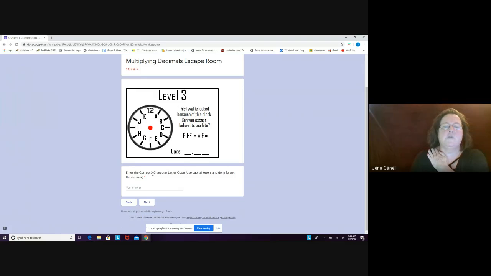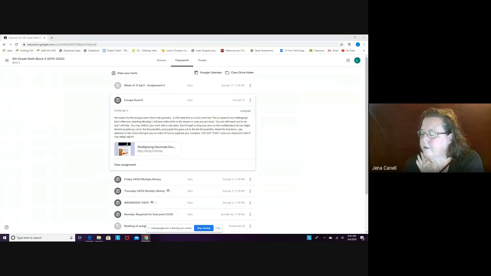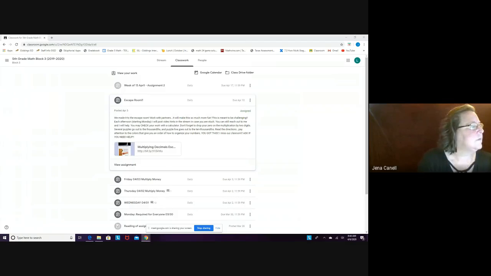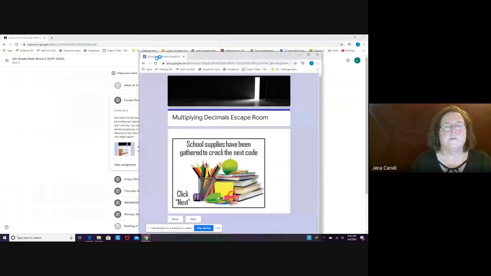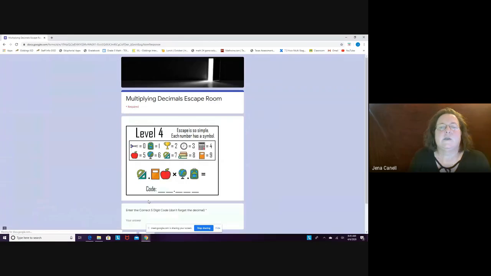It says enter the correct 3-character letter code. That means the letters that represent the numbers. Use capital letters and don't forget the decimal. So you have to use the decimal. I'm going to type it in over here real quick and click next. Okay. All right. The school supplies have been gathered to crack the next code. Click next. I'm going to go in here and click next.